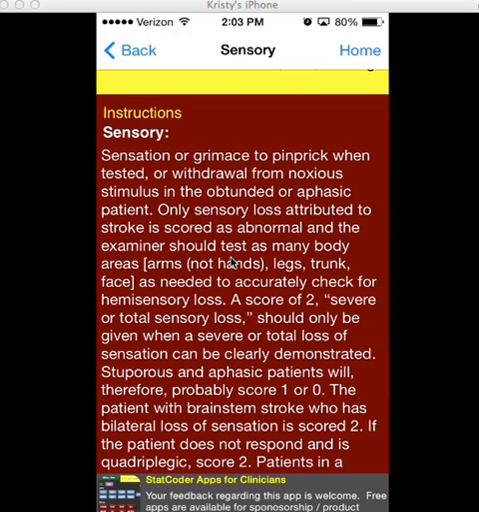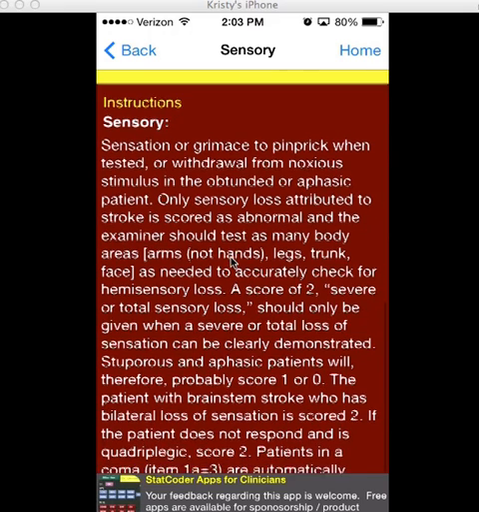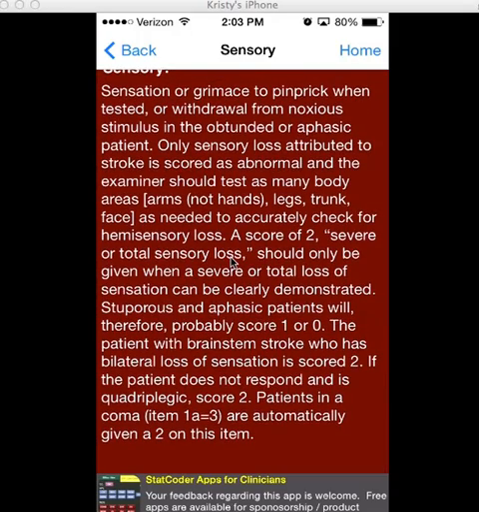If the patient indicates a difference between the two sides, but can still feel that he is being touched, the score will be a 1. If the patient is not aware of being touched, a score of 2 will be given. If the patient makes no response, then a score of 2 will be given. Patients in a coma are automatically given a score of 2 on this item.